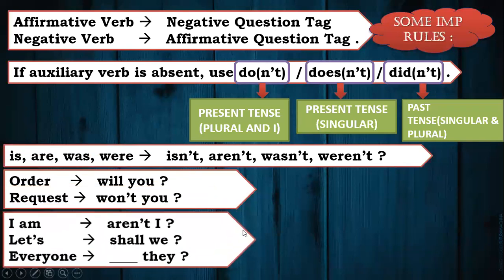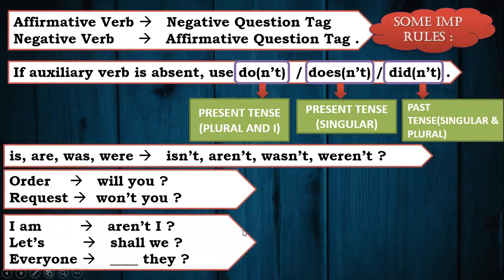On the other hand, when it comes to a suggestion or advice, once again we have a fixed question tag, and that is shall we, right? While for I am, we use aren't I, which is again a famous and fixed one. But when it comes to everyone, anyone, someone, somebody, it all depends on which pronoun we are using, and based on that, we use the verb. Once again, we have subject and verb agreement here.